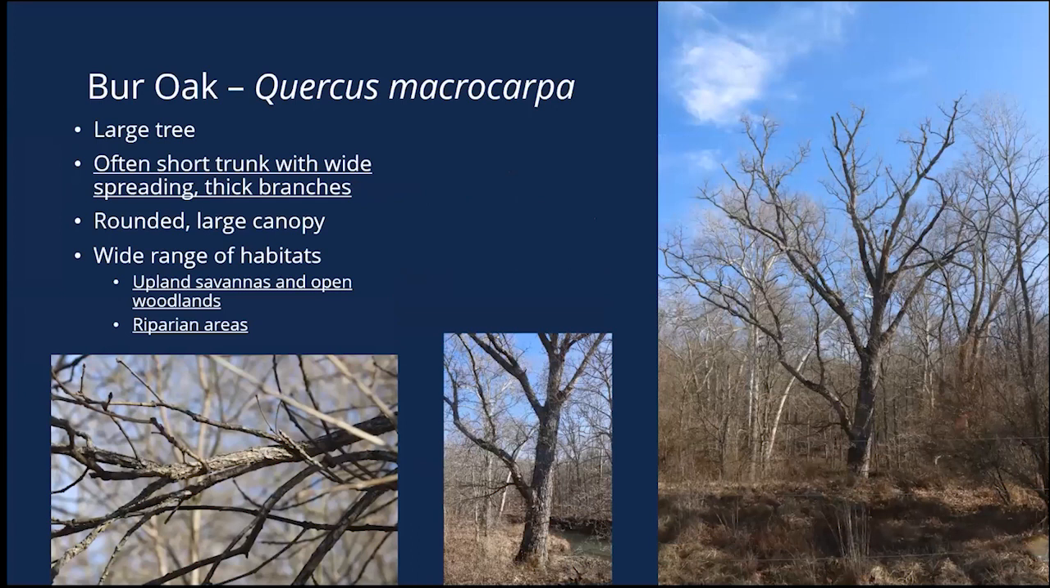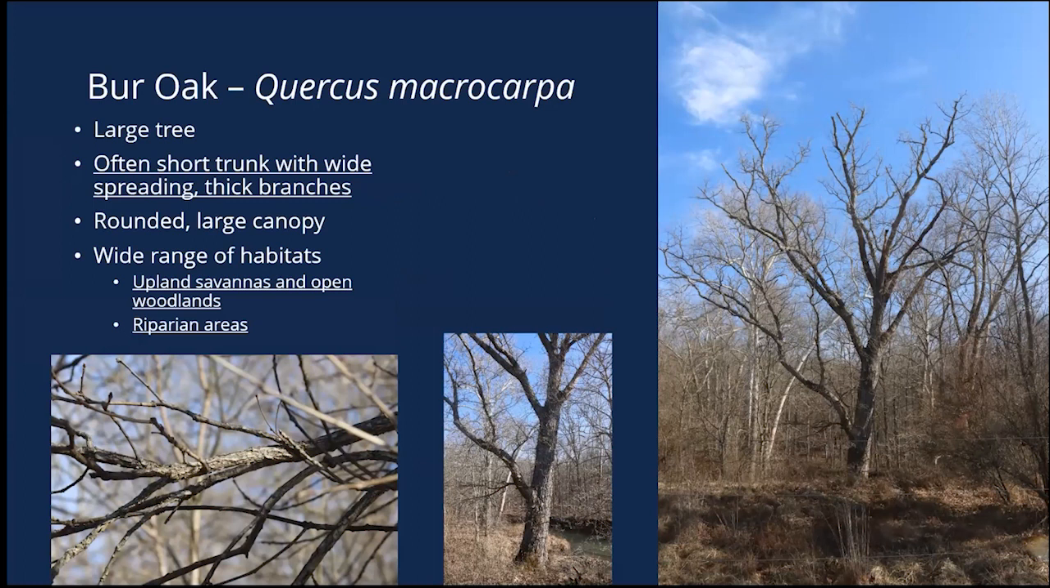This can be a very large tree. Even though it's a large tree, it often has a short trunk, with big, thick, spreading side branches, and that gives it overall a very large, rounded canopy. The one I took a picture of is not in good health, as you can see, so it doesn't really show that rounded canopy as well. But overall, they tend to have that.